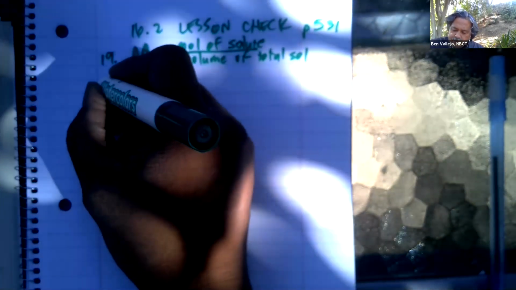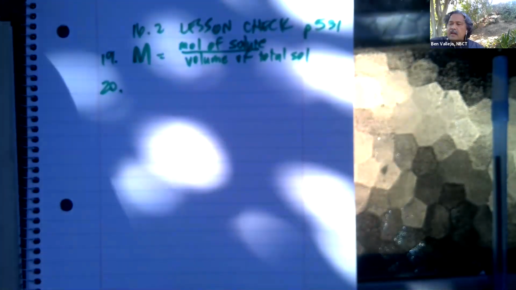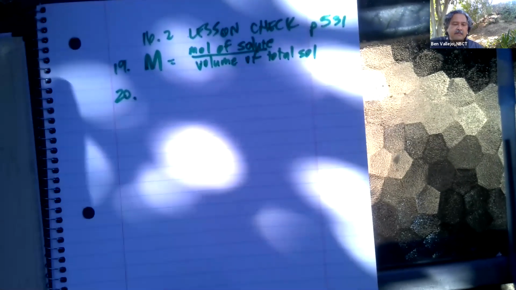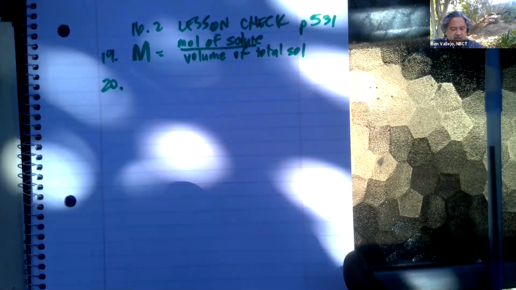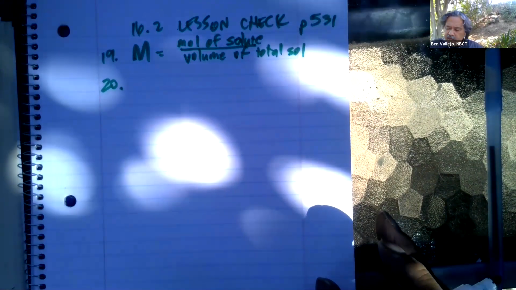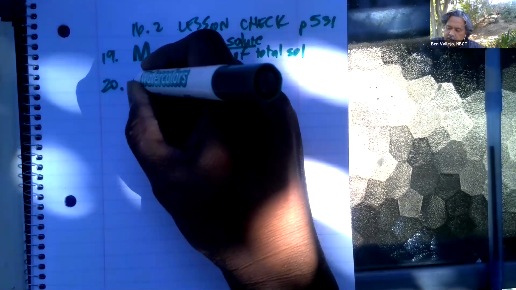Number 20. Number 20 reads, how does the number of moles of solute before dilution compare with the number of moles of solute after dilution? They are the same.